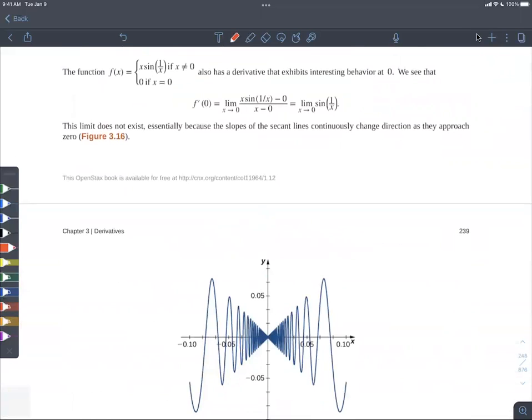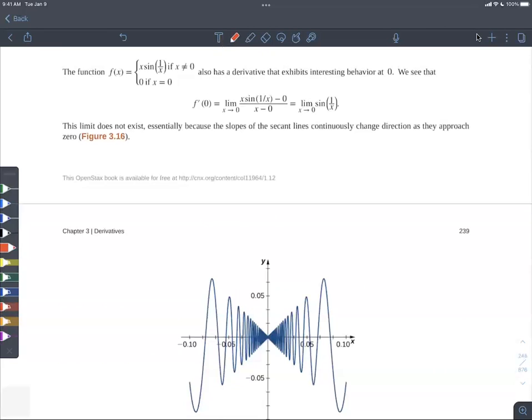Next, the function f of x equals x sine of 1 over x if x is non-zero, and 0 if x is equal to 0, also has a derivative that exhibits interesting behavior at 0. We see that f prime of 0 is equal to the limit as x approaches 0 of f of x minus f of 0 over x minus 0. This is just the limit as x approaches 0 of sine of 1 over x. And this has come up in our videos before in a different section. This limit does not exist, essentially because the slopes of the secant lines continuously change direction as they approach 0.